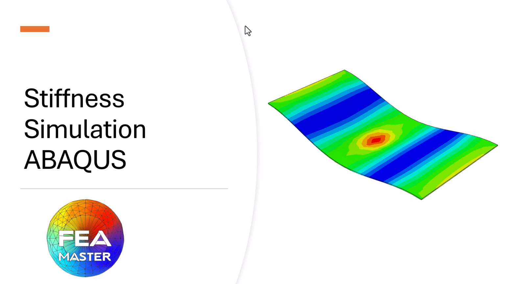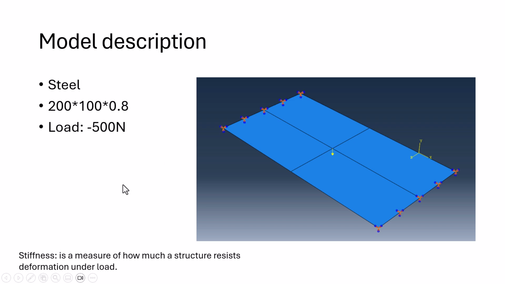In this tutorial, we will simulate the stiffness in Abaqus. Stiffness is a measure of how much a structure resists deformation under a load. In this simple model, we are going to have a plate with the dimensions as follows, made of steel, and we're going to have a concentrated force of 500 Newton in the middle. Alright, so without waste of any time, we jump to Abaqus to run the simulation.